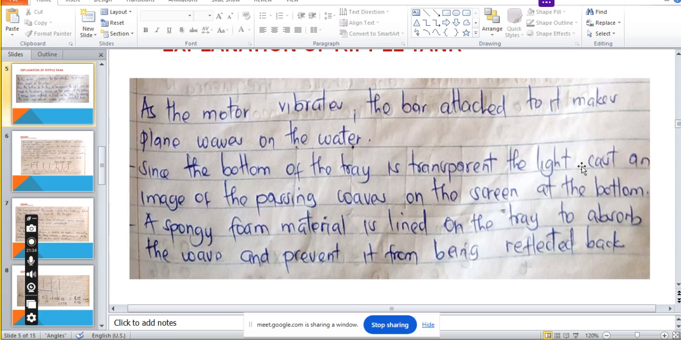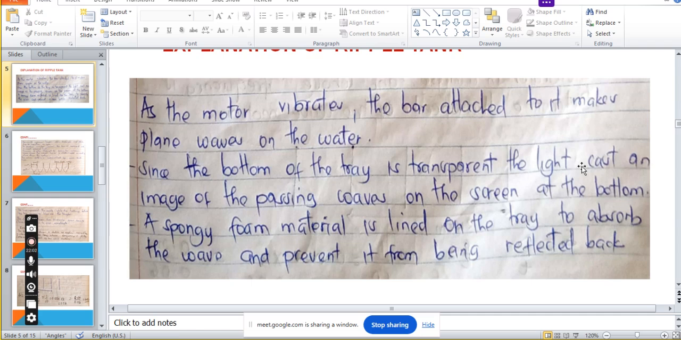Yeah, so as the motor vibrates, there's always a bar that is normally attached to it, and you're able to see the motor. So when you attach a bar, it will produce what is called plane waves. But if you attach something like a ball, it will produce what? The circular waves. Since the bottom of the tray is normally transparent, you're able to see through, and you'll be able to see some regions that are dark and some regions that are bright. From the video, you're able to see those regions, is it?